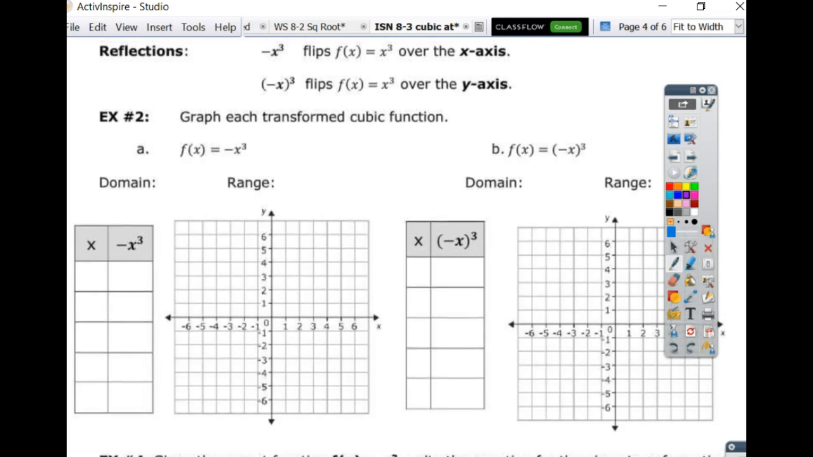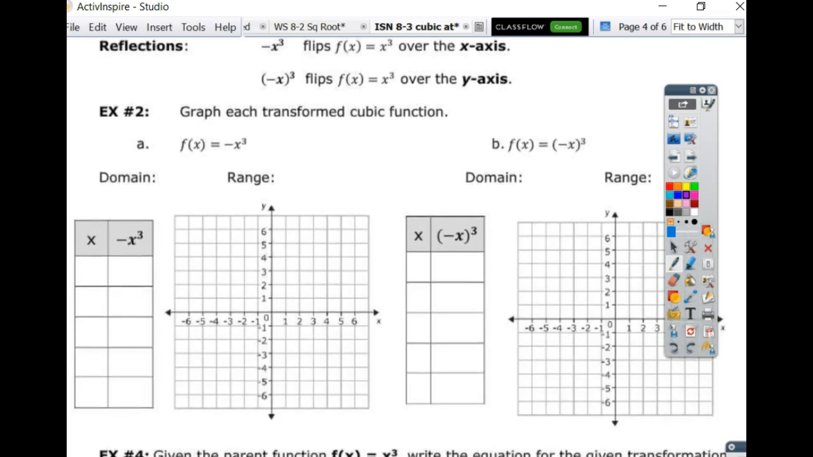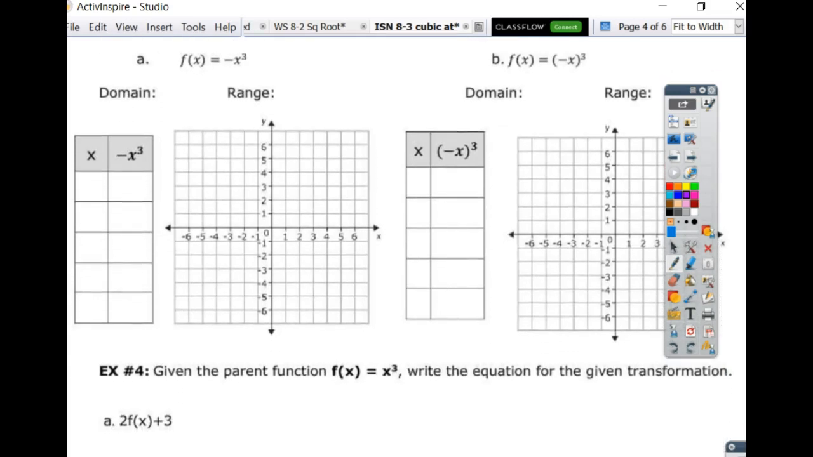So negative x to the third flips it over the x-axis. So that means that the -1 goes up here, and this goes down here, and now it looks like this. When it's not negative, it points up to the right. But now this points down, so it is negative on the outside. Okay?